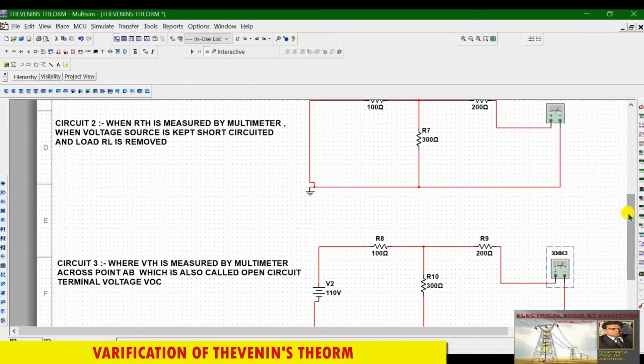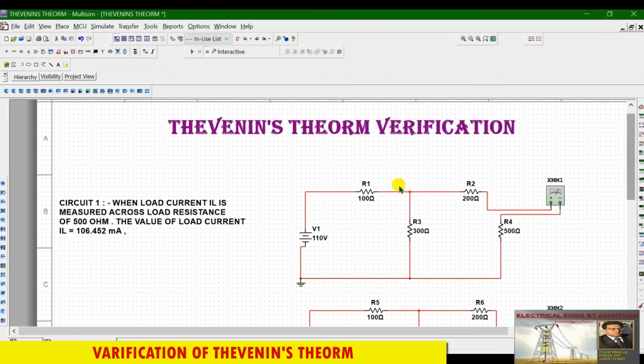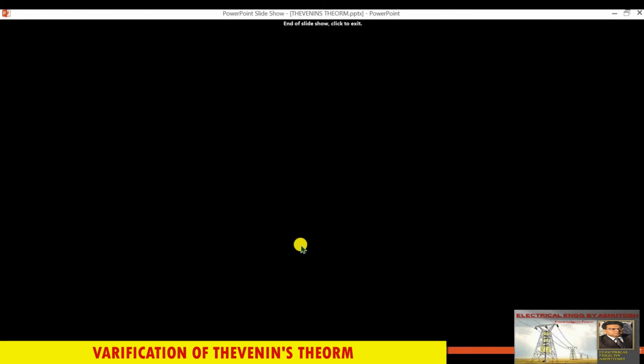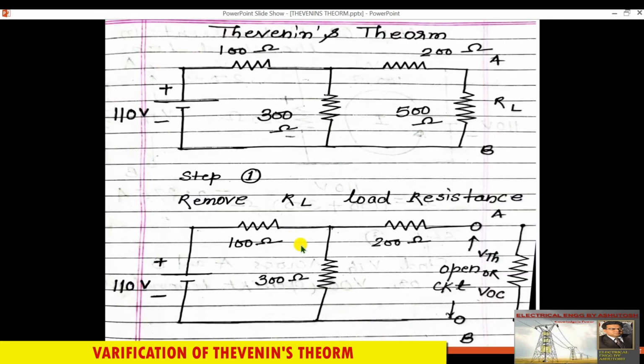Okay, so we will come to this. So first we will solve the numerical and we will see what are the values that come. Okay, what are the different values. So step number 1, I will tell you the steps how to Thevenize the circuit. So first we have a 110 volt source, 100 ohm resistance, 200, 300 and 500 ohm load resistance.